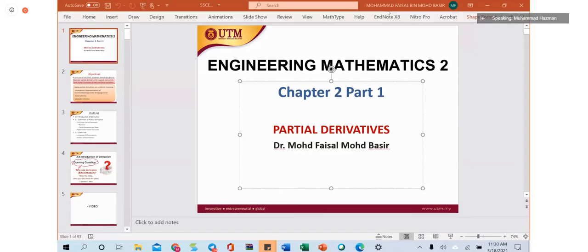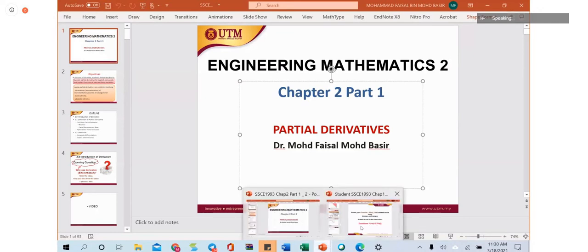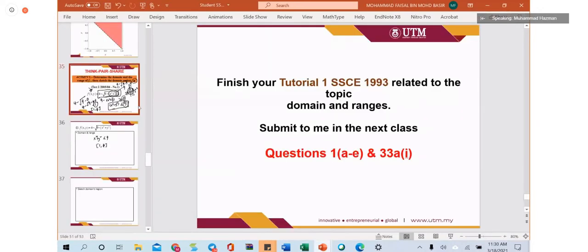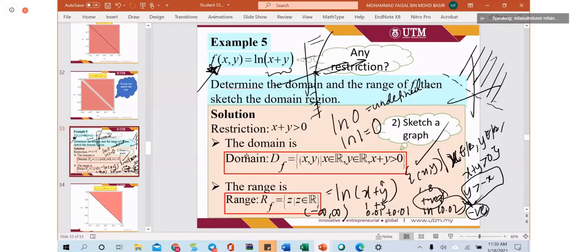Doctor, when you write the answer for domain and range, do you need to write the hint in the red box from the example? Yes. Okay, thank you, Doctor.